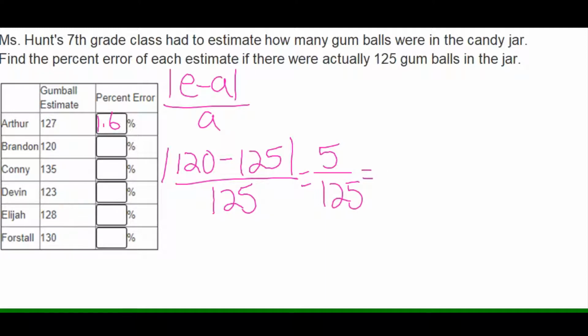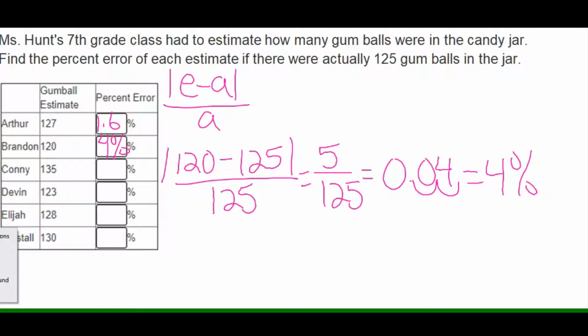So the decimal expansion of that is 400ths. When I change that to a percent, I'm going to move this over twice, which is the same as multiplying by 100%. So Brandon had a 4% error.